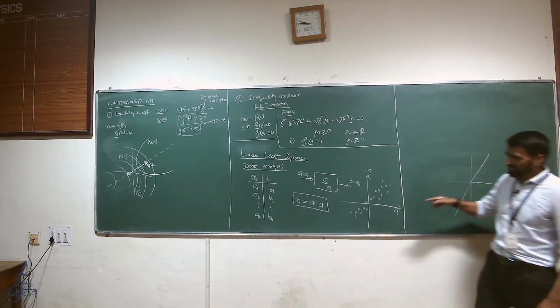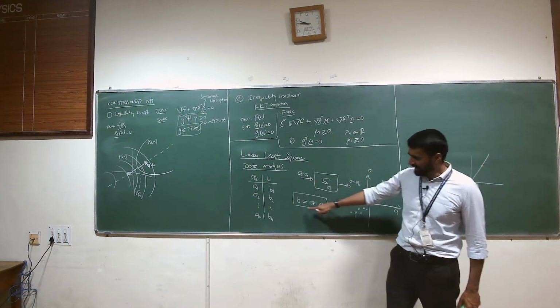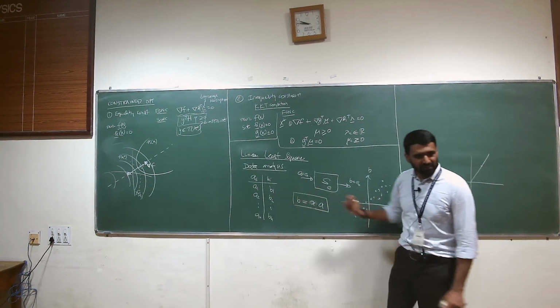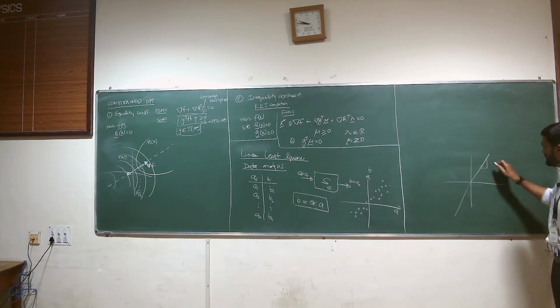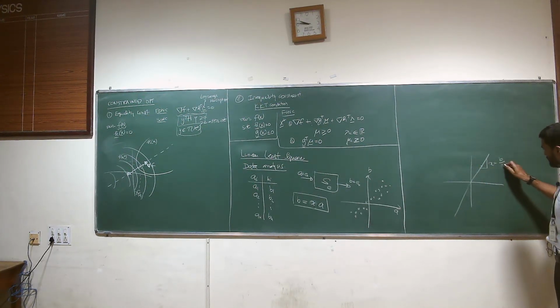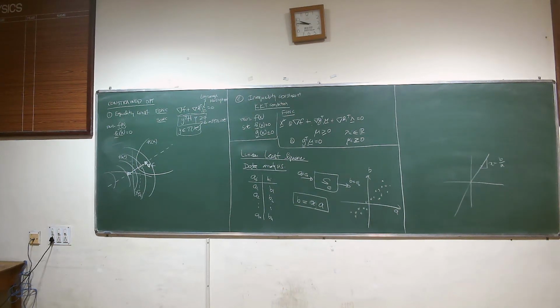That's because you have one unknown and one measurement, so you can solve for this equation. And what will be x? x will simply be b_1 by a_1. That's fine.